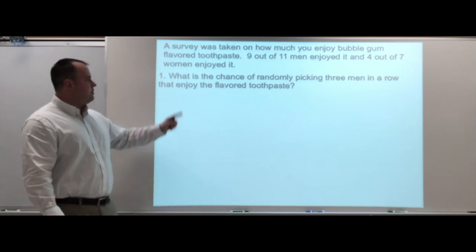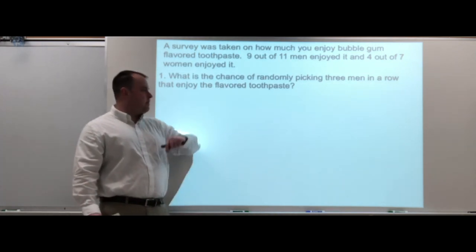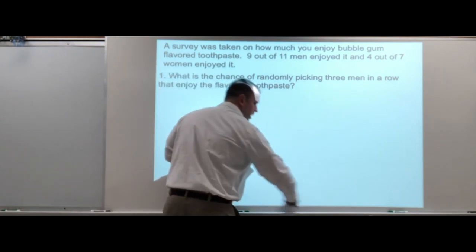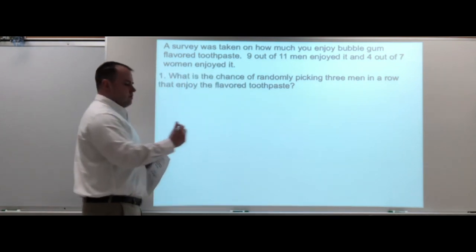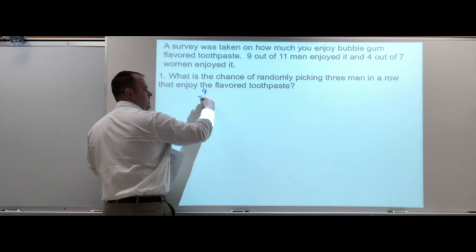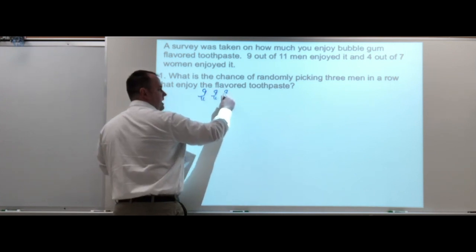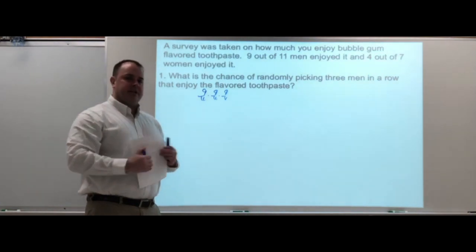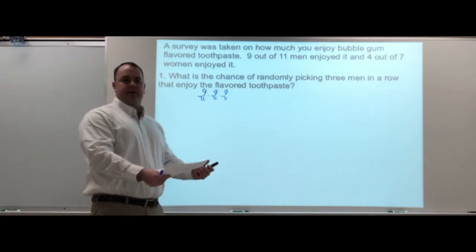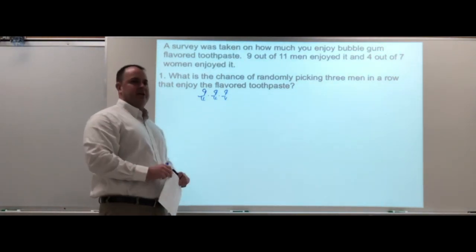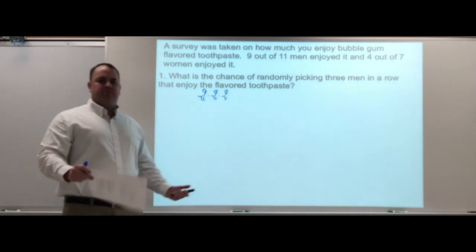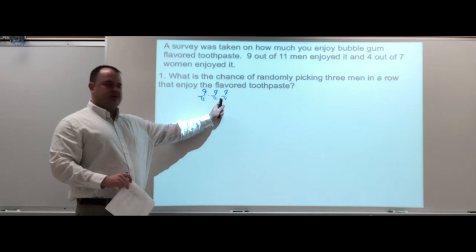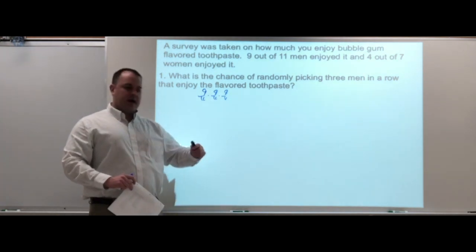And the question I gave you was, what's the chance of randomly picking 3 men in a row that enjoyed the flavored toothpaste? Now, what we decided to do was the multiplication rule: 9 out of 11, 9 out of 11, 9 out of 11. Remember, that's a parameter. That 9 out of 11 is not changing. That's describing the entire population. So just pulling one man out is not going to change that 9 out of 11. Population's too big for that. So we can just set up our 3 fractions here, multiply across and get our answer.